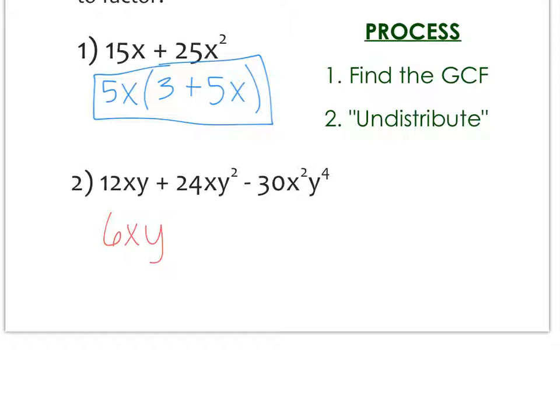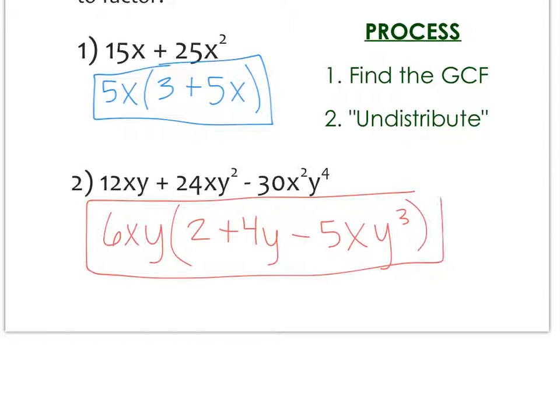So now if I write parentheses, 6xy to get to 12xy would be multiplied by 2. 6xy to get to 24xy squared would be 4y. And 6xy to get to negative 30x squared y to the fourth would be negative 5x y to the third. And again, don't forget you can check your answer by going back through and distributing that first term to all three terms inside the parentheses.